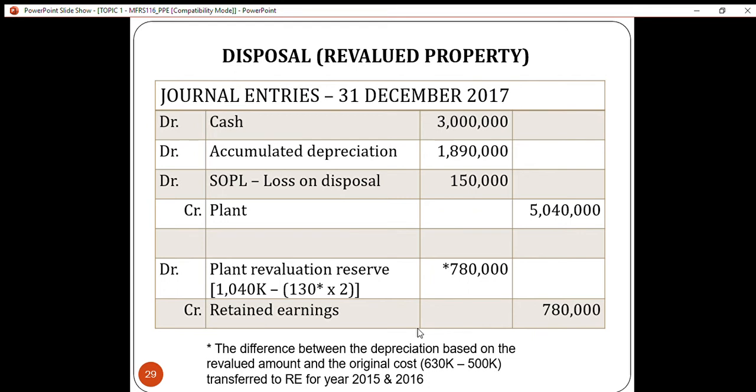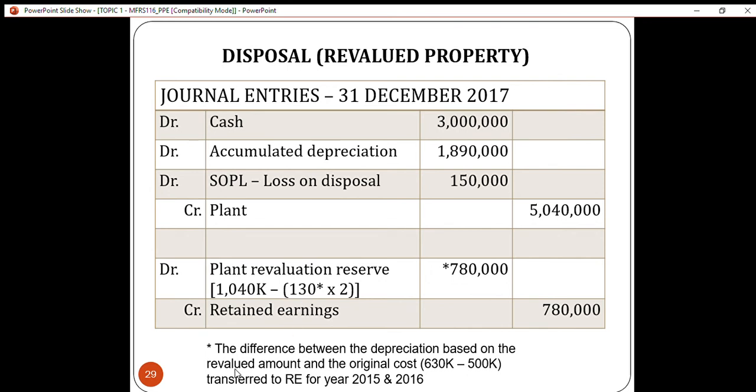The depreciation based on the revalued amount is 630,000. You can refer to the previous slide for the calculation of the depreciation based on revalued amount, minus the depreciation based on the original cost, 500,000. You can refer to the previous slide on the calculation of the depreciation based on original cost. So the difference between the two is 130,000.